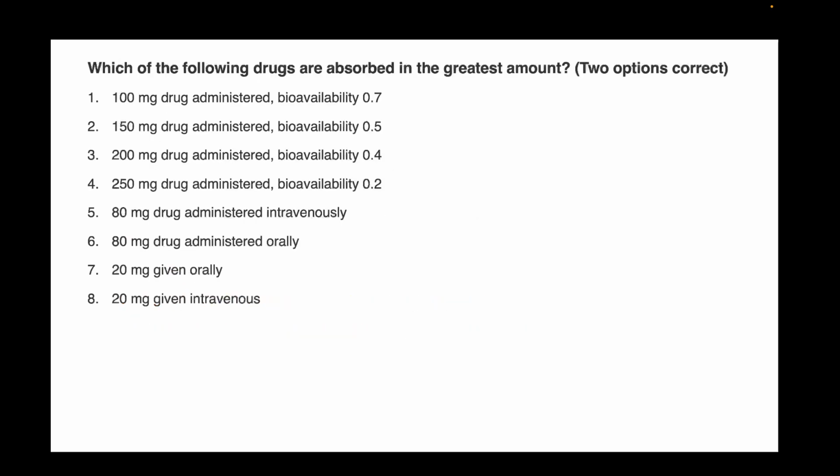Which of the following drugs are absorbed in the greatest amount? You have to select two correct options here. 100 mg of drug administered with a bioavailability of 0.7, 150 mg drug with bioavailability 0.5, 200 mg drug administered with bioavailability 0.4, 250 mg with bioavailability 0.2, 80 mg drug administered intravenously, 80 mg drug administered orally, 20 mg given orally, and 20 mg given intravenously.